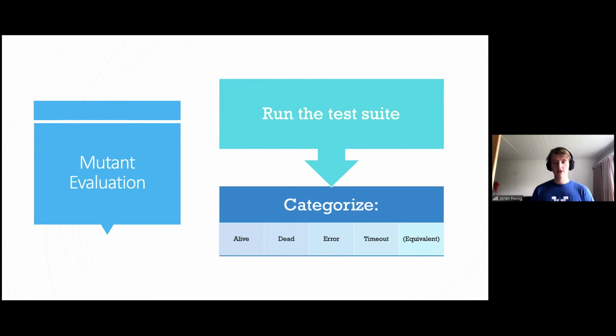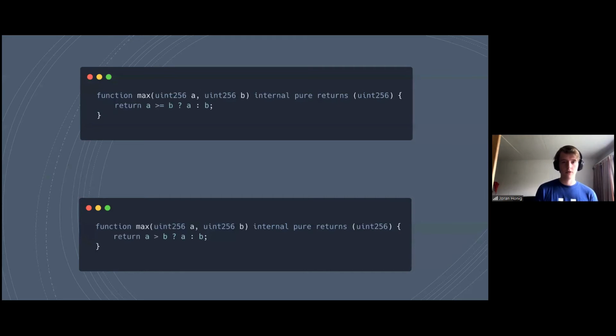The last category is in brackets, and I did that because it's not really a category on its own. It's actually a subcategory of alive mutants. The mutants that we categorize as equivalent are those that don't actually differ in meaning from the original program. So what can happen is, if you have a mutant, you can change a little bit of the code without changing the actual meaning. And I have a little example of such an equivalent mutant here.